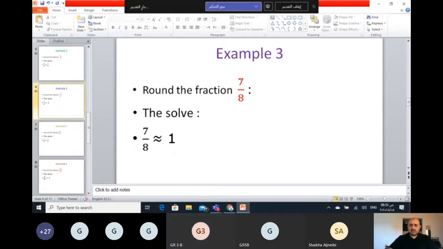Round the fraction 7 over 8. As you see here, the numerator is very close to the denominator. So I can use the third case, round up. So this fraction rounds to 1. So the solution, I can write 7 over 8 rounds to 1, because the numerator is very close to the denominator. The third case.